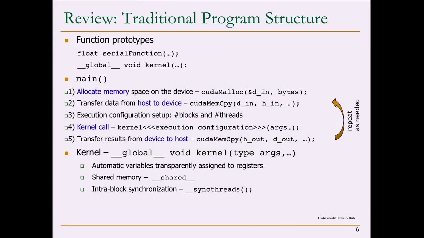This is the traditional program structure. Just quickly review it. Remember that besides allocating memory on the main memory of the CPU, we also have to allocate memory onto the GPU memory. That's why we need to use this cudaMalloc. And then, as I said before, we have to move the data from the CPU memory to the GPU memory. So that's why we're going to use the cudaMemcpy.